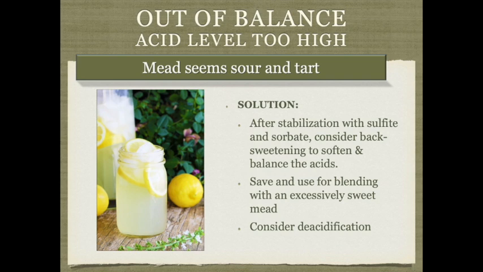Just think about lemonade. If you made a lemonade but you didn't add any sugar, it would be like lemon water, lemon juice. It'd be pretty sour, but the sugar helps make it more thirst quenching. Again, if it can't be fixed through back sweetening, or you don't want to do that, then just use it to blend the acidic mead with an excessively sweet mead to help provide the acid addition. Or there is de-acidification.